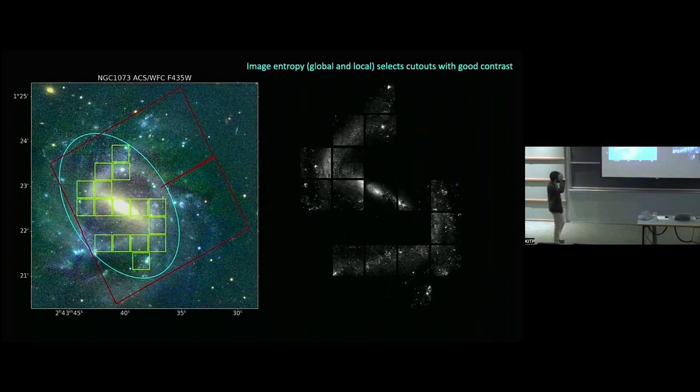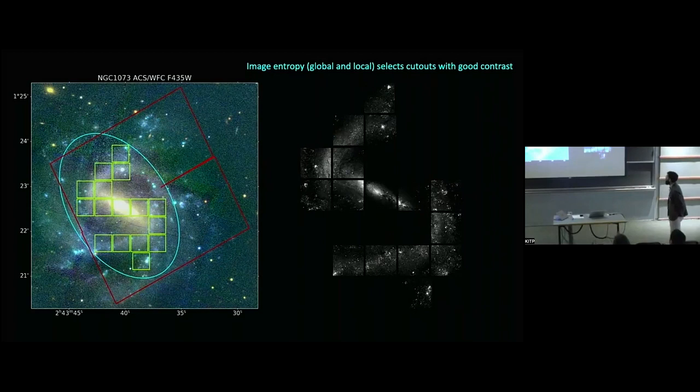And we also use image entropy. Both the global and the local entropy will select images with good contrast, with structure in them. Shannon entropy has been shown, especially when you go across scales, to be quite powerful for selecting images with structure. Love information theory. I don't know that much about it.